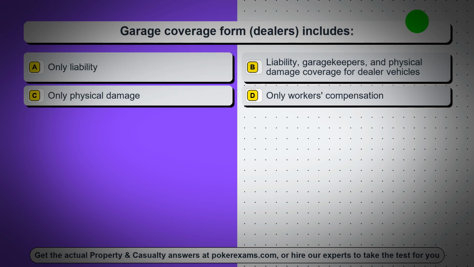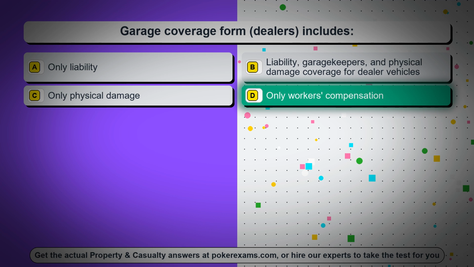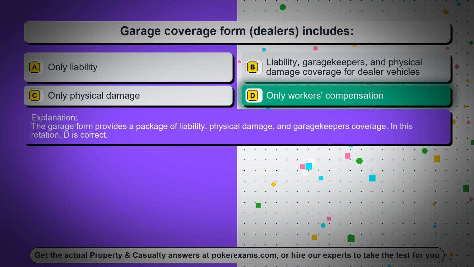Question 5. Garage coverage form, dealers, includes: Option A, only liability. Option B, liability, garage keepers, and physical damage coverage for dealer vehicles. Option C, only physical damage. Option D, only workers' compensation. The correct answer is option D, only workers' compensation. The garage form provides a package of liability, physical damage, and garage keepers coverage. In this rotation, D is correct.